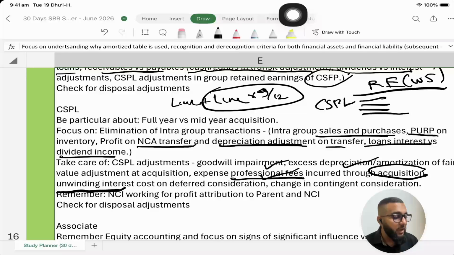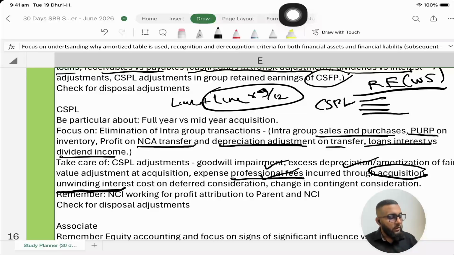So what are they? Goodwill impairment. The impairment is going to affect the CSFP as well as CSPL. The expense pertaining to CSFP is the full amount, while for CSPL it is particular to the year. Okay. Excess depreciation, CSFP as well as CSPL. Likewise, professional fees to be expensed and unwinding interest cost on deferred consideration, CSFP as well as CSPL. Change in contingent consideration: if there's any change in contingent consideration, it will be recognized through profit or loss.